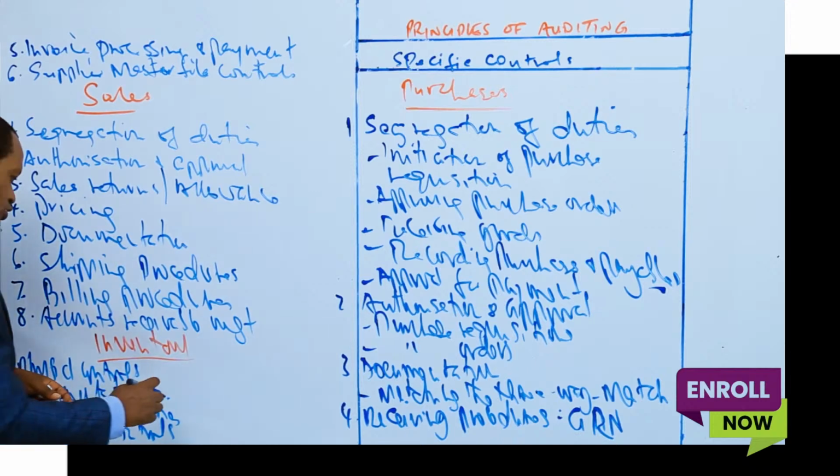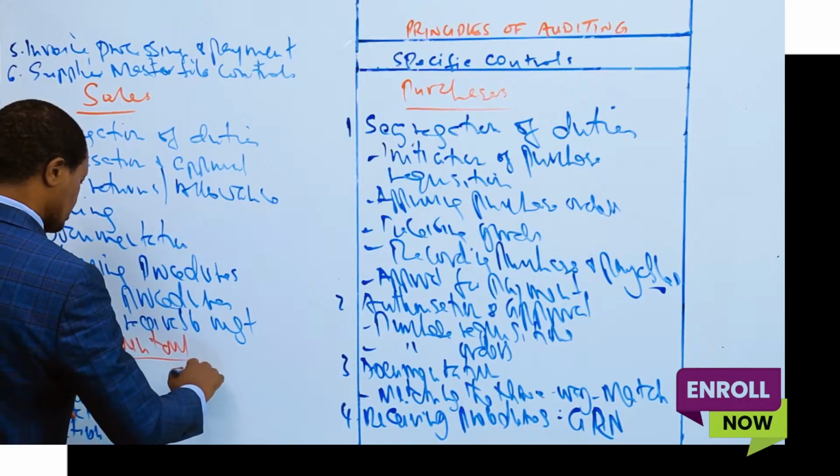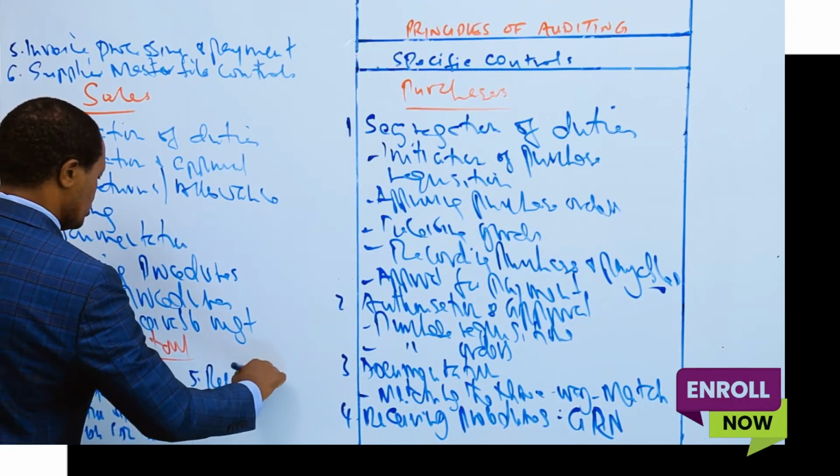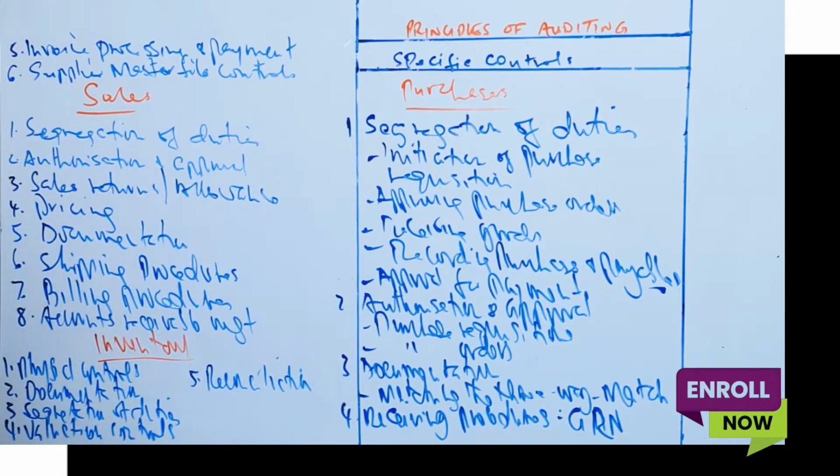Then I need to also mention reconciliations. Reconciliation is also another inventory control. Reconciliation means reconciling of perpetual inventory records with the physical counts. It could also be reconciliation of inventory subledger to the general ledger control account. So these are specific controls on inventory.